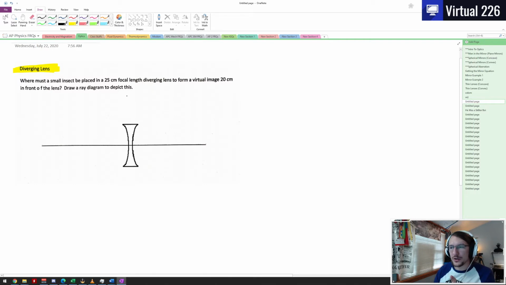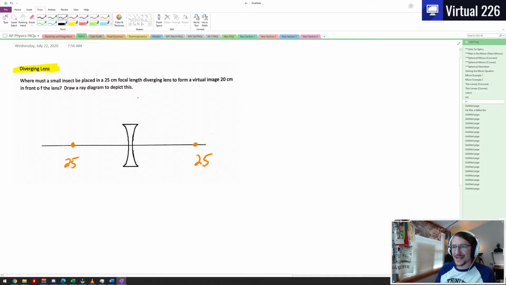We're just asked to draw a ray diagram to depict this, and we might as well, while we're at it, work out the math and figure it out. But let's do the ray diagram first. So we know that our focal length of this diverging lens is 25 centimeters. If I scale my fingers once again to try to get this right, because I don't have a ruler with me and I'm working on a computer monitor, that looks about even.